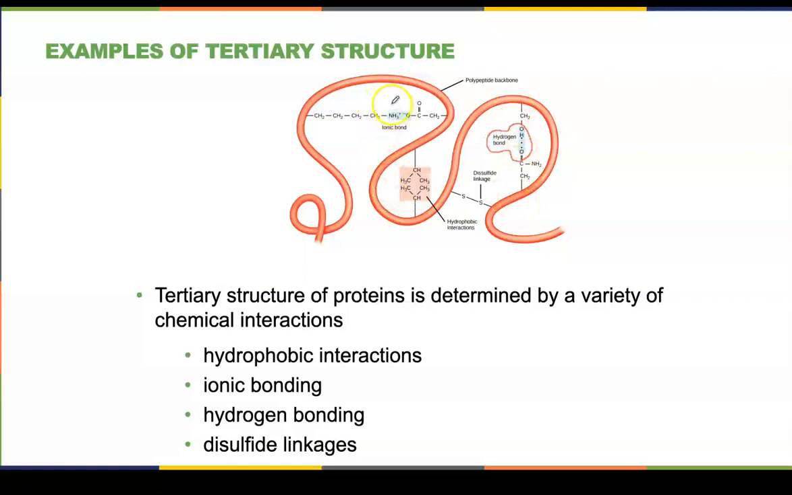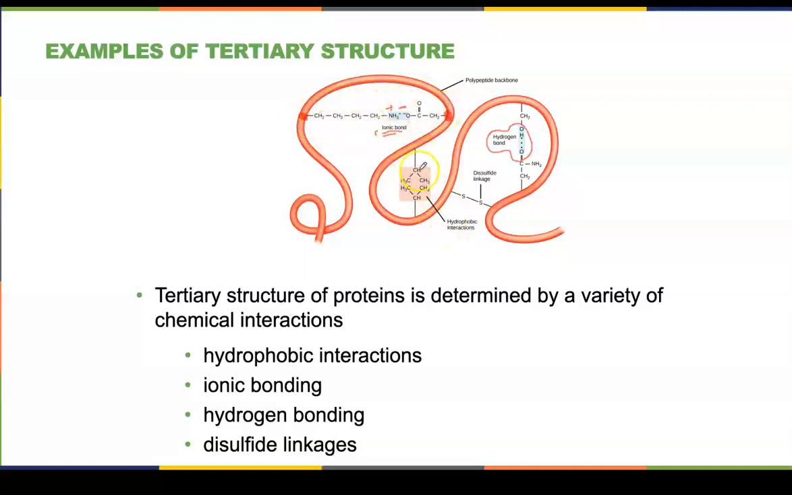Up here, we can see that there's one amino acid attached right here that has a long R group with a positive charge, and there's another amino acid way over here that has an R group with a negative charge. And those positive and negative charges are interacting, forming an ionic bond. And that is going to hold these portions together.